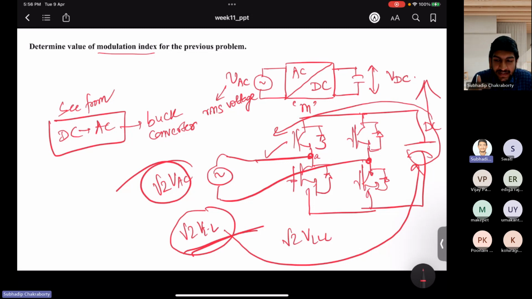Because the switches will be on for less time and off for more time. If your switch remains on for more time, then your amplitude of voltage will rise. I'm talking about the average amplitude of voltage, okay? The average amplitude of voltage will be more if your switches remain on for more time. So does anyone have any doubt over this point? Please let me know. If you cannot understand this, I will re-explain this concept.